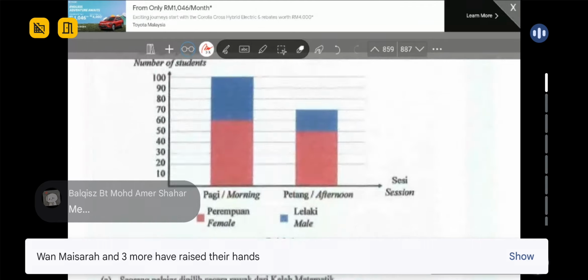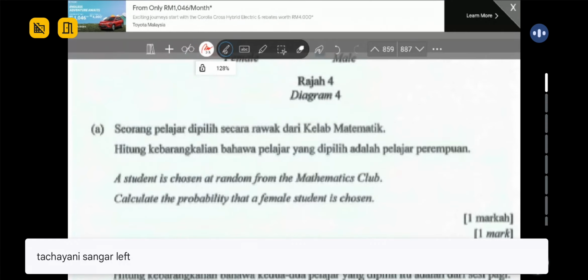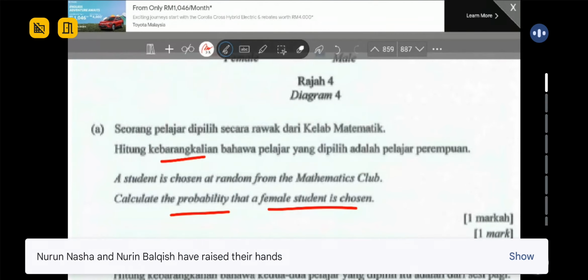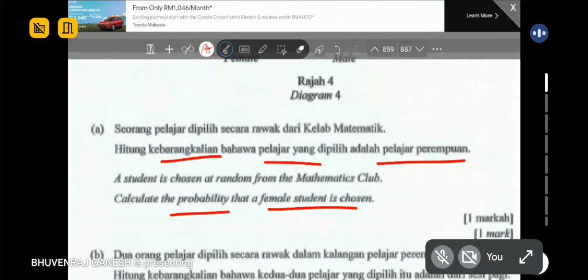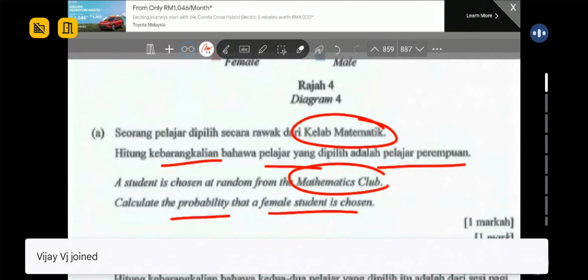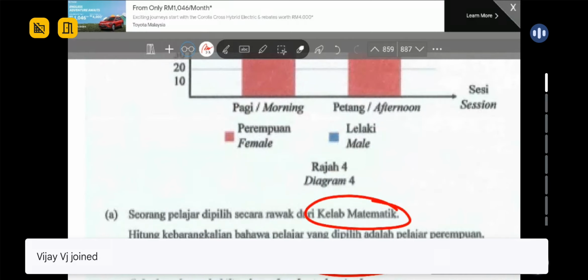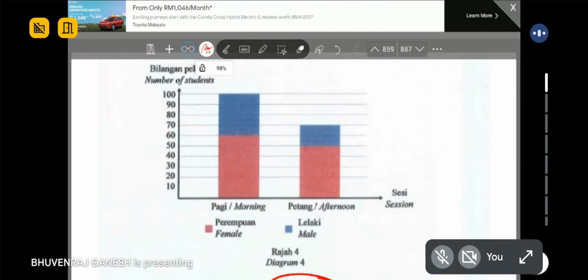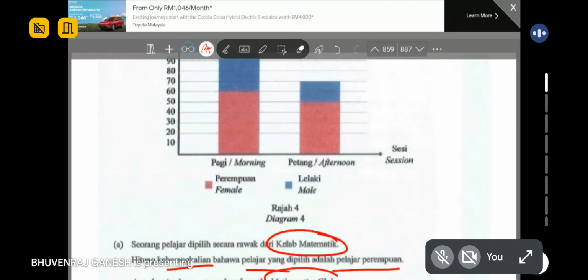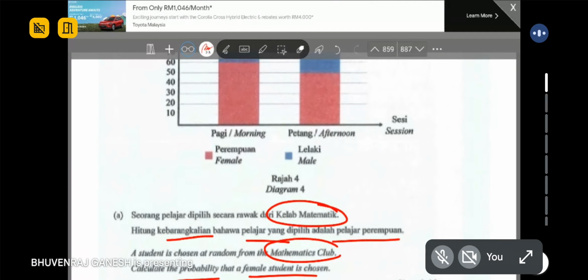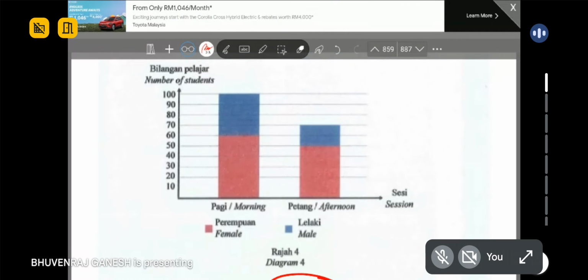Okay, for this question guys, they ask you to calculate the probability a female student is chosen. Kamu kena kira kebarangkalian pelajar dipilih adalah perempuan. So you see the keyword guys, dia pilih orang tu daripada kelab matematik sahaja. Only maths club. Okay, so if it's only maths club, it means the whole thing lah. Seluruh club lah.